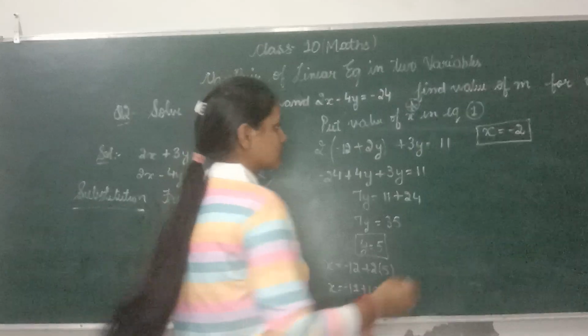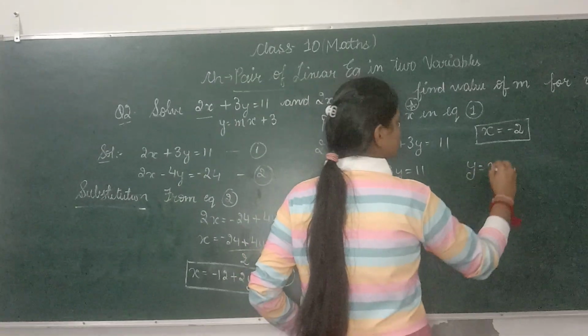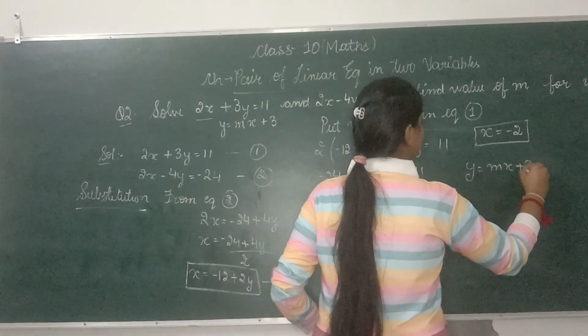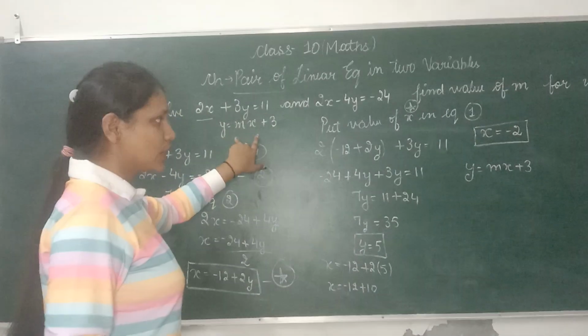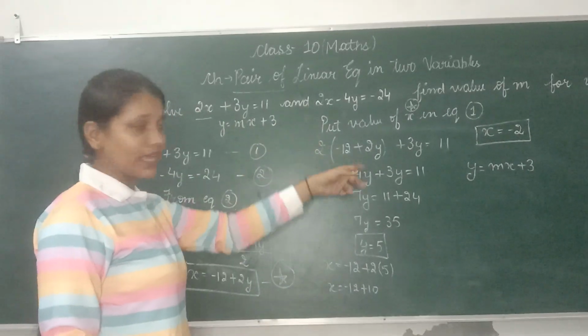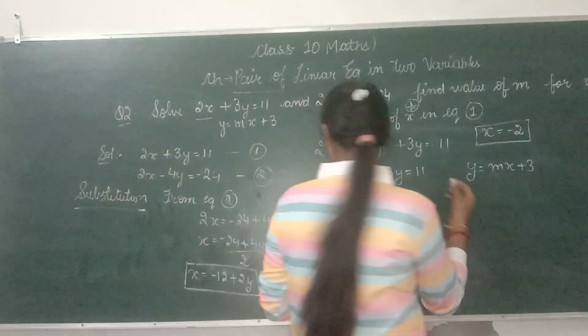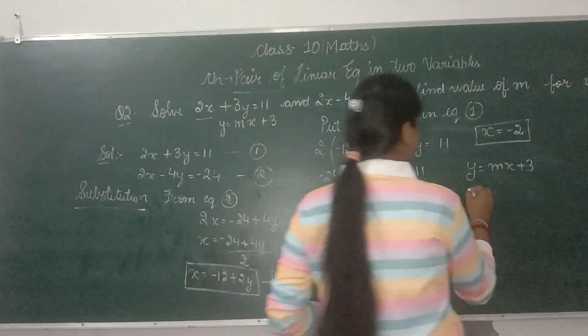Now the equation is given to be y is equal to mx plus 3. You have to put the values of x and y in this equation. The value of y will be 5.